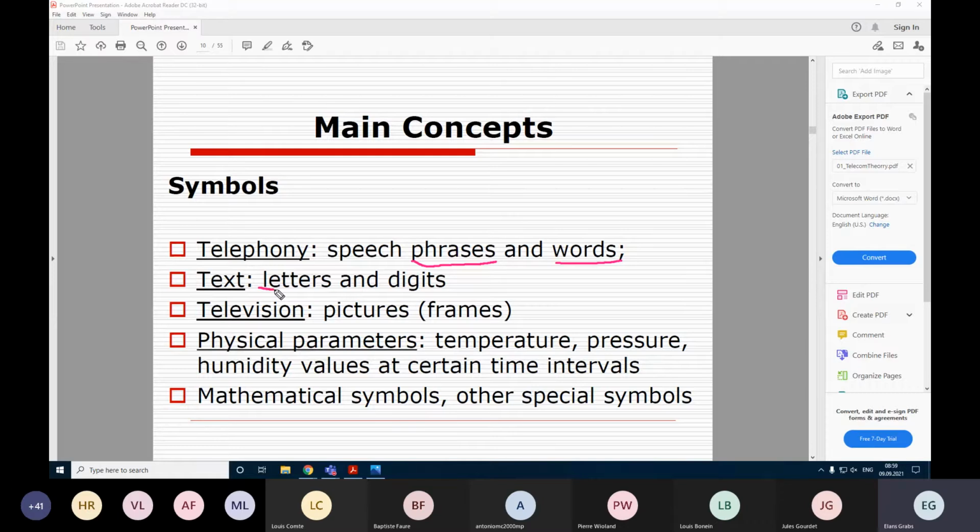For text, as was described before, it's letters and digits. For television, it's a separate frame, a picture which is sent. This can also be considered a symbol. Furthermore, there can be temperature values read from sensors, pressure, and so on, and mathematical symbols or other special functions. Hard to imagine examples here, but it's possible. For example, the integral symbol, or sigma from the Greek alphabet.